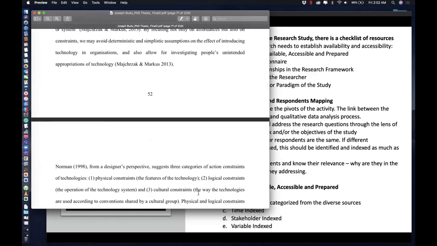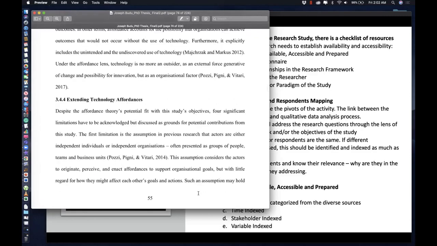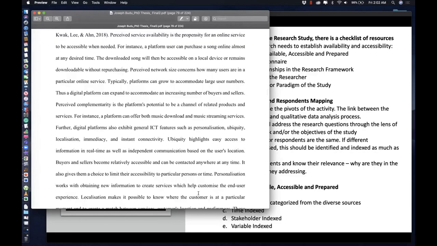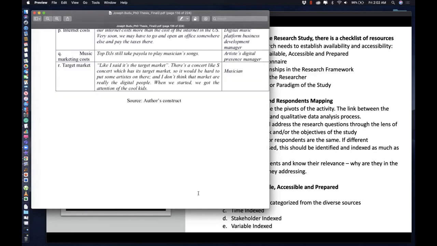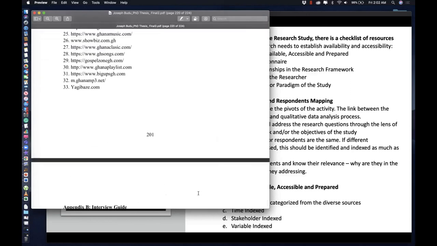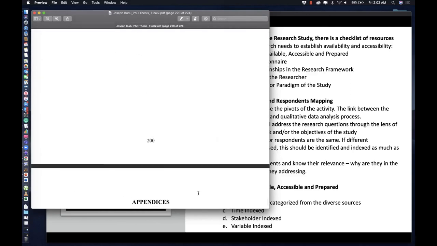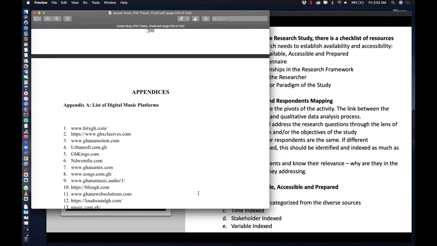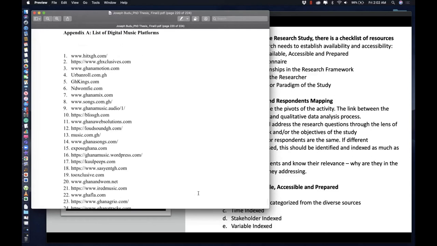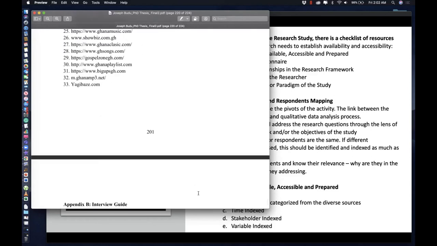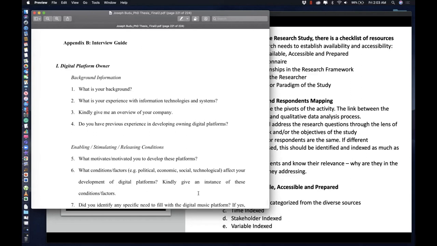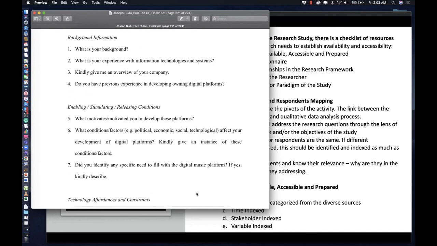So he explains all these dimensions within his theory, and he justifies why he's using the theory. Now you know that. If you know these things, let me jump to his questionnaire at the end of the thesis. So let's see Joseph's questionnaire. So you see Joseph's interview guide, he has this one appendix, the list of digital platforms. These are the entities that he looked into. And then he went to the digital platform questions, with the background information. Then you see the variables there.